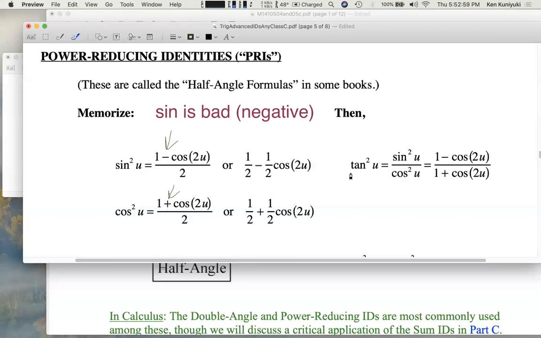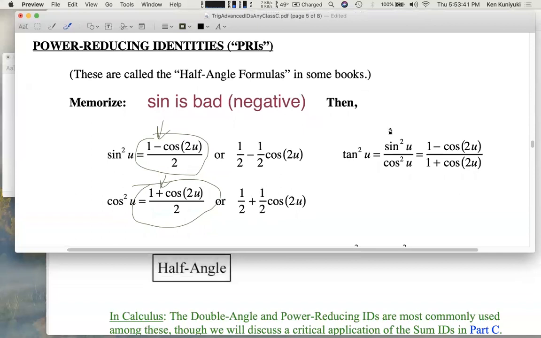How can we get a PRI for tangent squared of u? Well, here's a variation on the quotient identity. Tangent squared of u is sine squared of u over cosine squared of u. Okay. So it's going to be this fraction over this fraction. Basically, the little 2's die out. You can multiply by 2 over 2, and the little 2's die out, and you end up with the top of this guy over the top of this guy. 1 minus cosine of 2u over 1 plus cosine of 2u. Again, sin is bad, sin is negative. You remember the minus sign is on the top, corresponding to this sine square guy. So these are ways of remembering the PRIs, the power reducing identities.